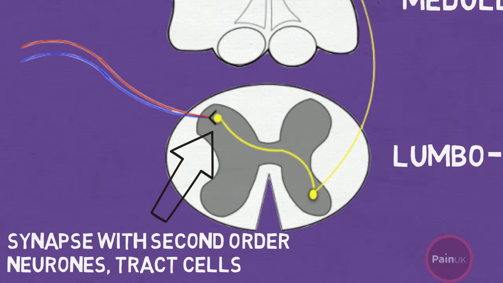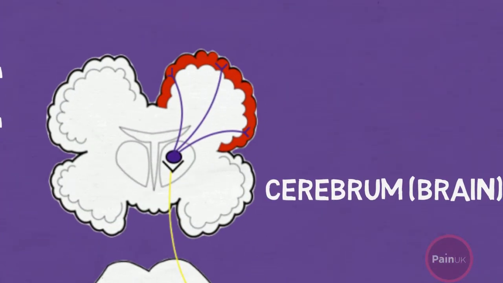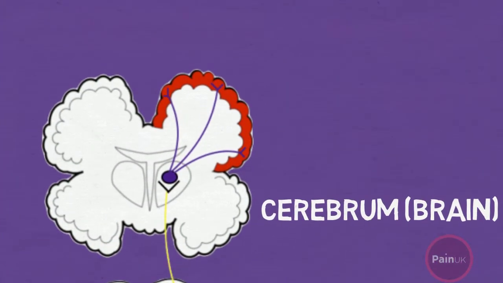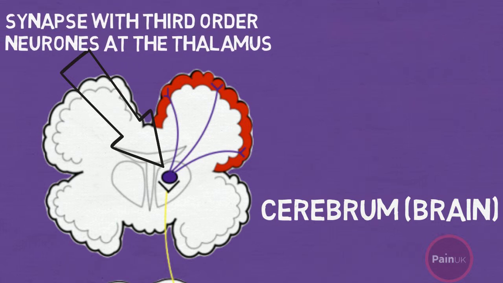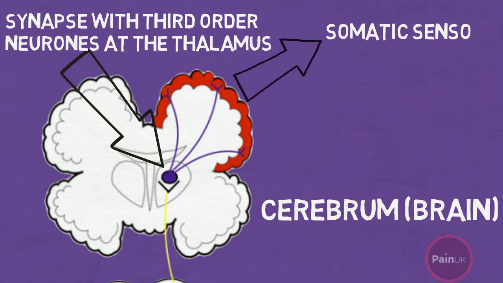Upon synapsing with second-order neurons, the pain signal ascends the spinal cord to the brain stem, terminating at the thalamus of the cerebrum in the brain. It is here where the second-order neurons synapse with third-order neurons to relay the pain signal to the somatic sensory cortex at the postcentral gyrus of the brain. Upon delivering the pain signal to the somatic sensory cortex, it will relay spatial information to the brain, informing the location of this noxious stimulus.